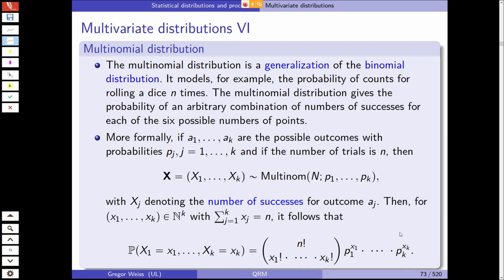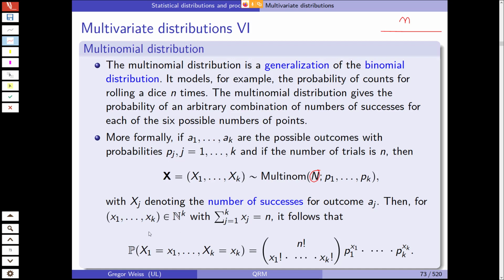and we want to know the probability of rolling 3 sixes. Then it's x1 until xk, and it's a multinomial distribution with n, and I'm pretty sure this has to be a small n, because we haven't defined a capital N by now. P1 to Pk are the individual probabilities of rolling a 1 or 2 or 3. It could also be an example with A1 being male, A2 being female, and maybe A3 being diverse. So we could do the same with gender. Xj denotes the number of successes for outcome j.